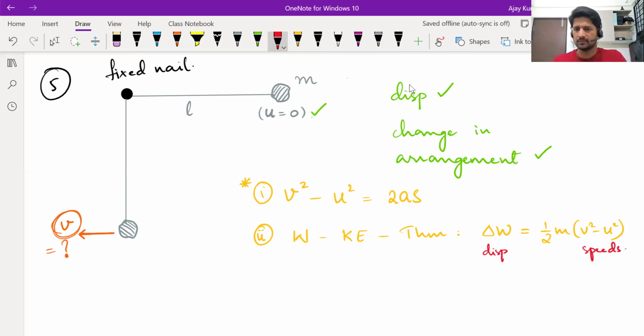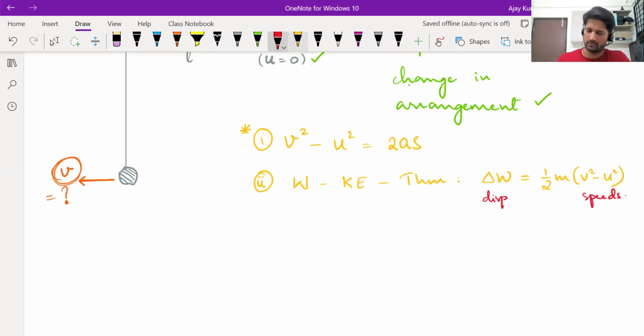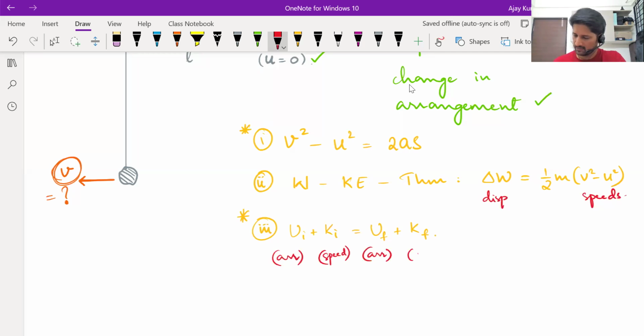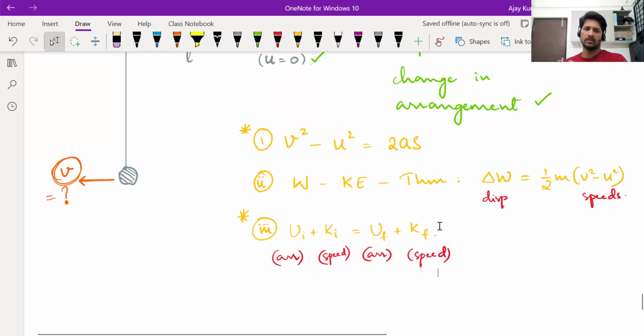So work kinetic energy theorem can be applied to solve such problems, but only if you can find out the work done by all forces. Last class and today we have discussed mechanical energy conservation, but this comes with a condition. But you can use it: initial potential energy plus kinetic energy is equal to final potential energy plus kinetic energy. How do we get the idea that this is useful here? Potential energy depends on arrangement. Kinetic energies depend on speeds. And this is a question where arrangement is changing and you are asked to calculate speed. So if conditions are satisfied, this can also be applied.